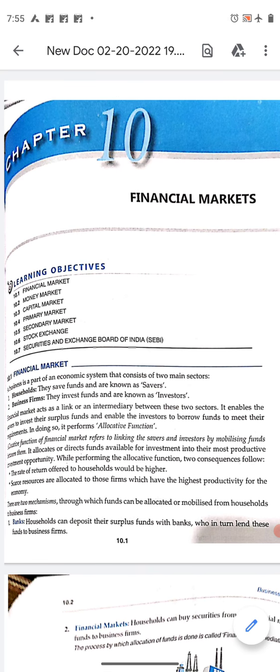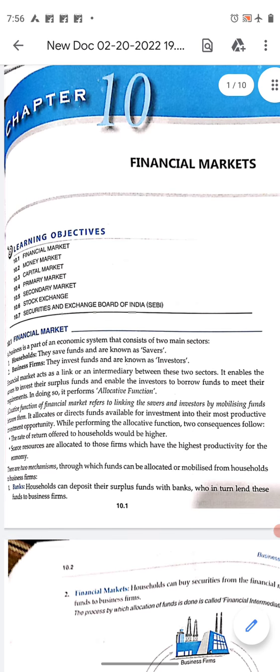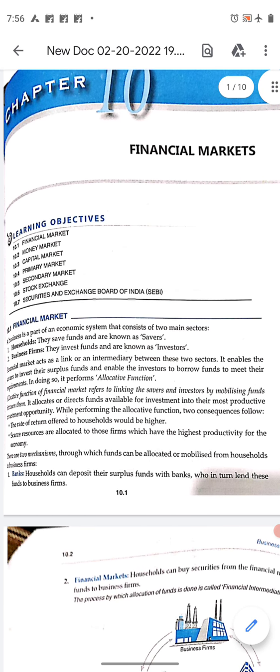It enables the savers to invest their surplus funds and enables the investors to borrow funds to meet their requirements. In doing so, it performs the allocative function. Directly, savers do not know to whom funds are required, and investors do not know from where to arrange the funds. So financial market plays this allocative function. The allocative function of financial market refers to linking the savers and investors by mobilizing funds between them. So it allocates or directs funds available for investment into their most productive investment opportunities.